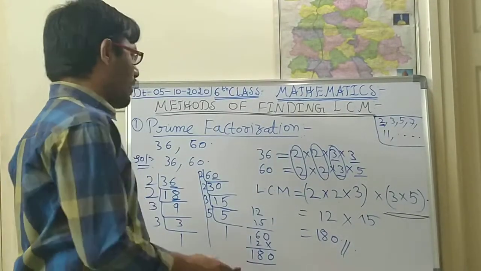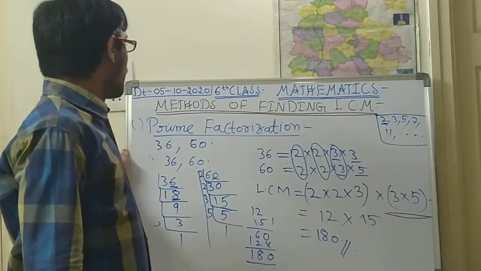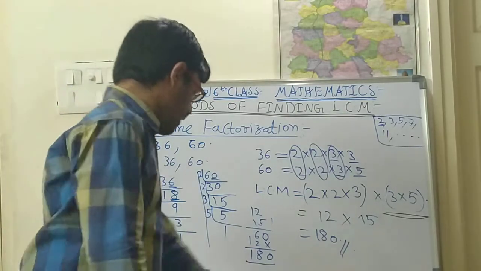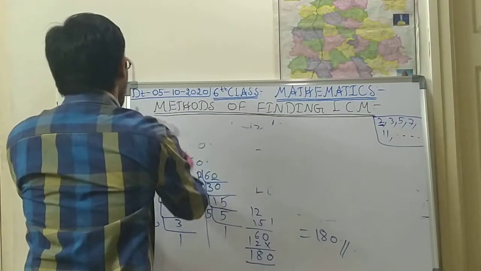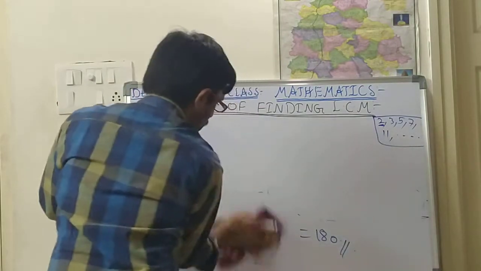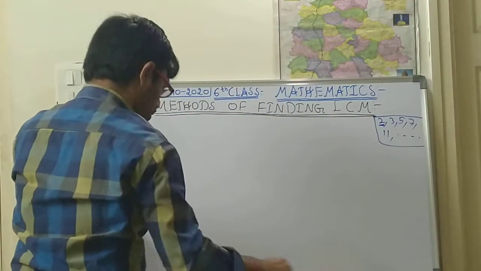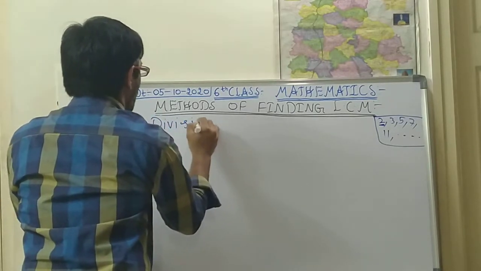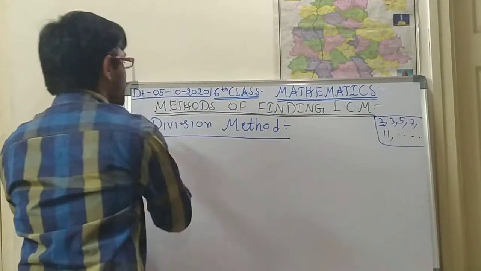Next, there is one more method. Already we have discussed the continued division method while finding HCF. But this method is somewhat different. The second one is the division method. How will this division method be?